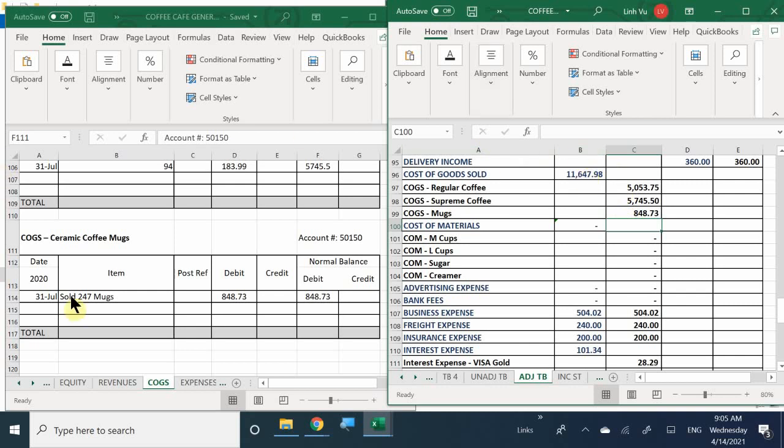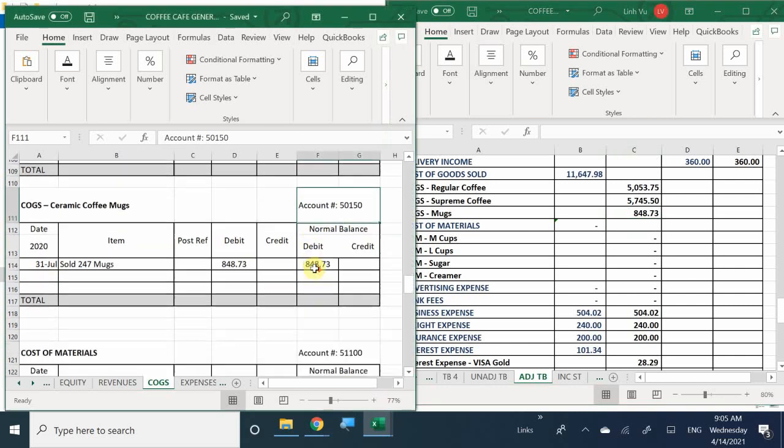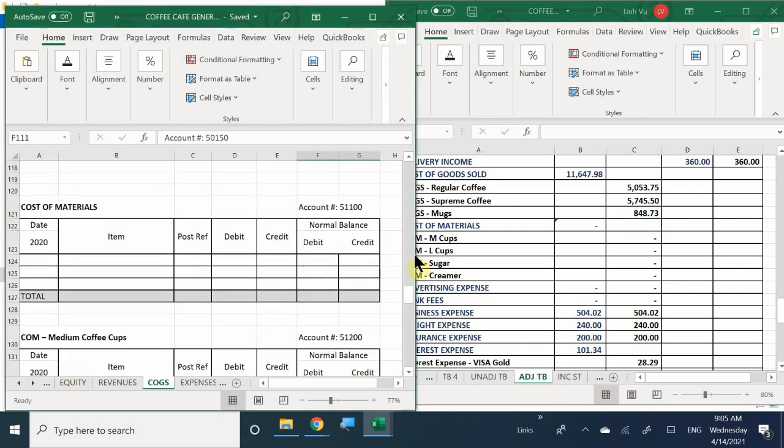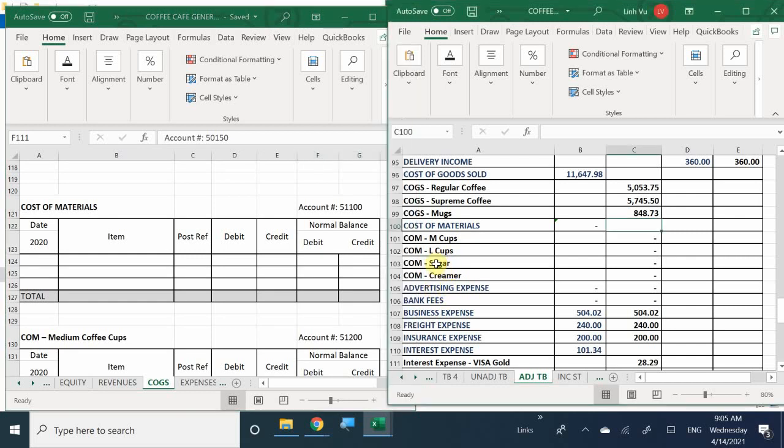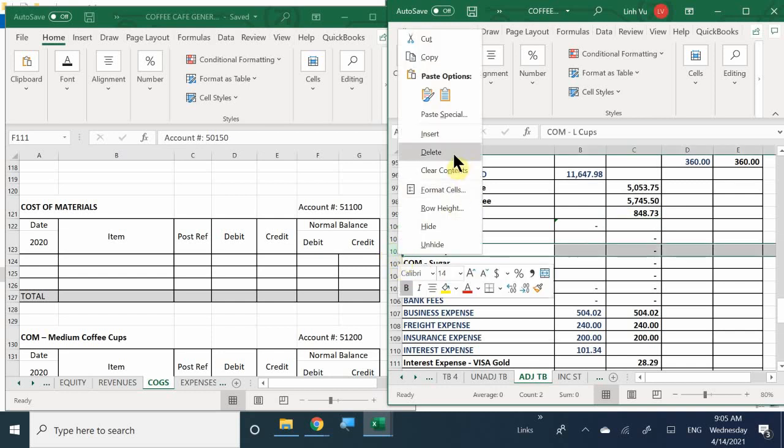Now we have cost of materials. Once again, we have way more costs of materials than these ones here. So I'm going to go ahead and add those extra four in there, because we have medium plastic cups, large plastic cups, heavy cream, and whipping cream. I'm going to go ahead and insert all of those.